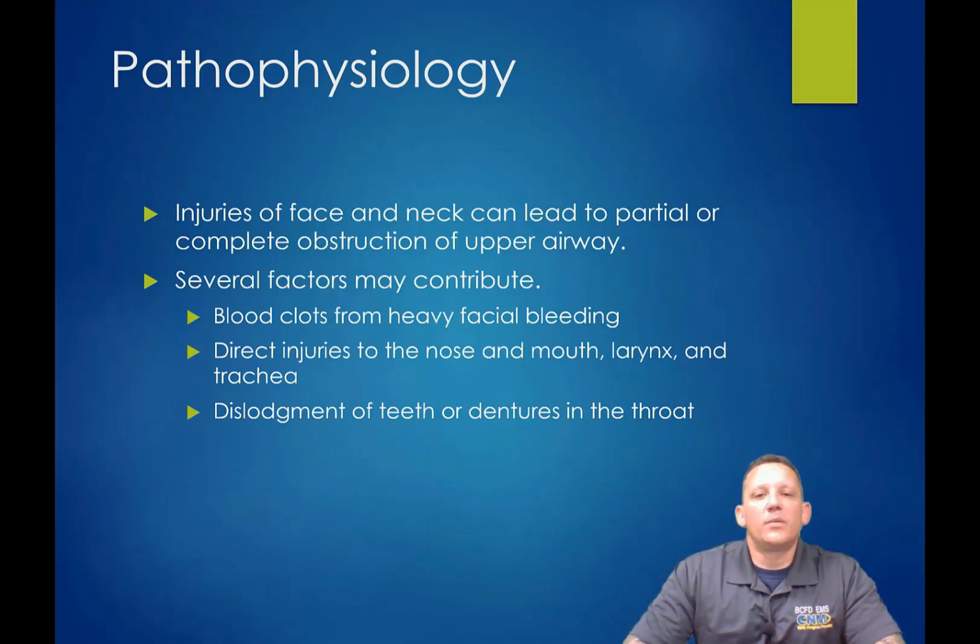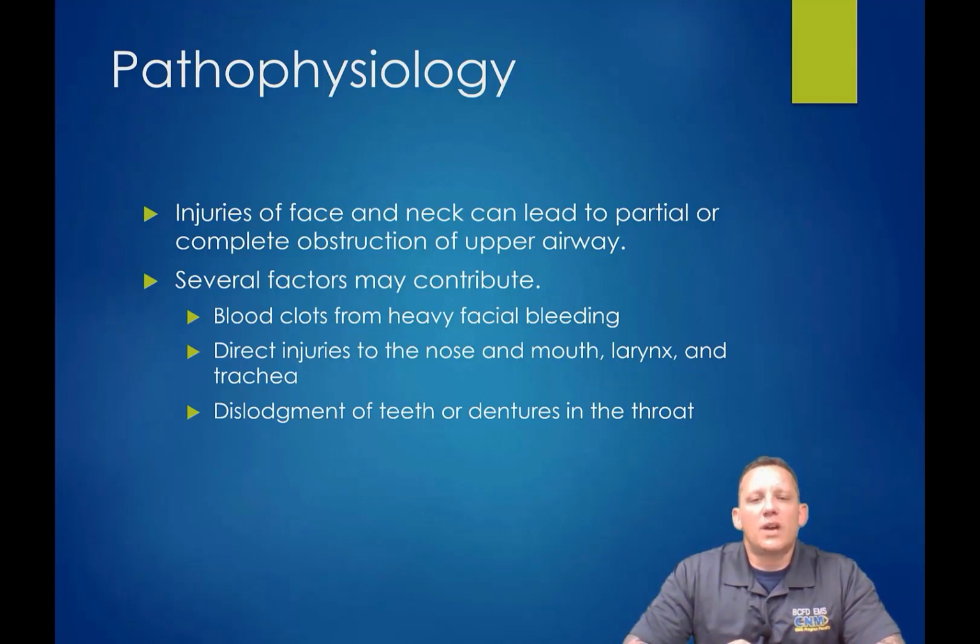So it goes without saying that injuries to the face and the neck can lead to an obstruction of the upper airway, and this is something that we really want to make sure that we understand. If we have really heavy clots that are draining into the airway, this can form heavy clots. Direct injuries to the mouth and the nose and the larynx and the trachea can cause tissue swelling, and it's going to actually occlude that particular lumen.